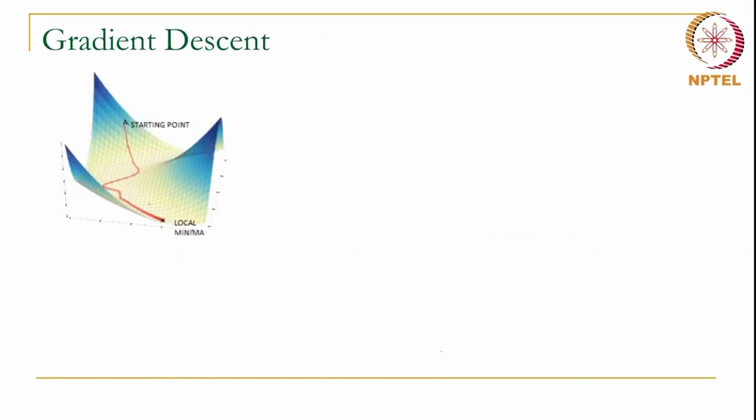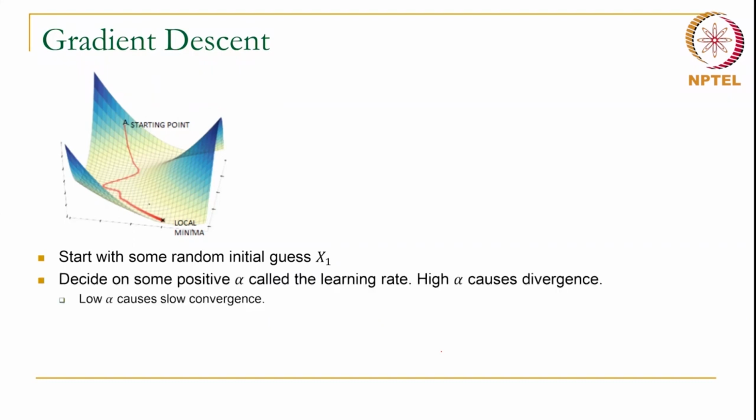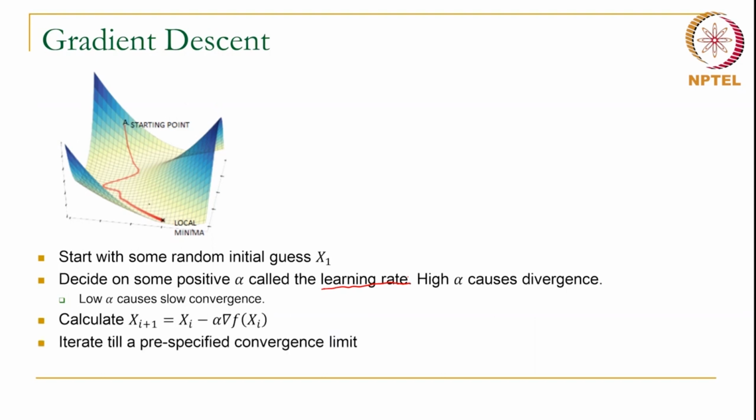Very simple idea. So the idea is this: start with some random initial guess for the parameters, decide on some positive alpha. Let's call this the learning rate. In machine learning literature, this is called the learning rate. Presumably, if you have high alpha, you're going to learn fast. If you have low alpha, you're going to learn slow. So why not create very high alpha? If you create very high alpha, it will cause divergence. Very low alpha will cause very slow convergence. Then update your weights, and then you keep on iterating.